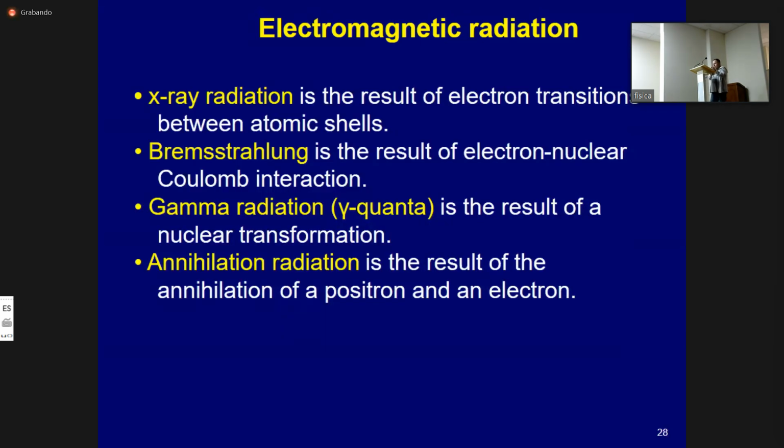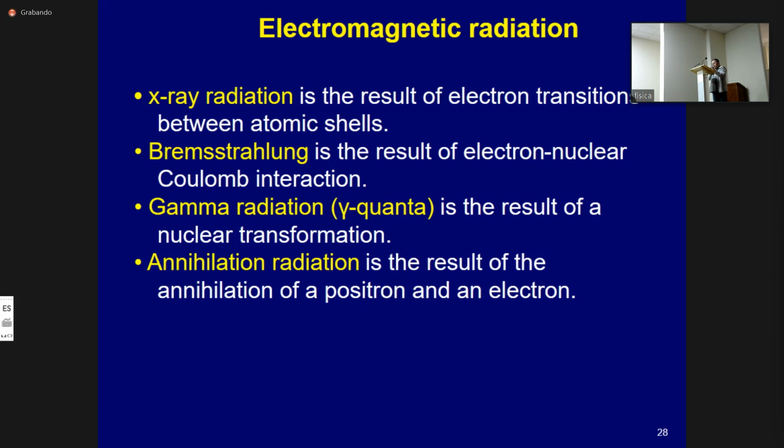Photons are indirectly ionizing electromagnetic radiation, which are classified as follows. X-rays are photons emitted during the transition of orbital electrons between energy levels. They have a discrete energy spectrum. Bremsstrahlung occurs when an electron decelerates in the Coulomb field of the nucleus.